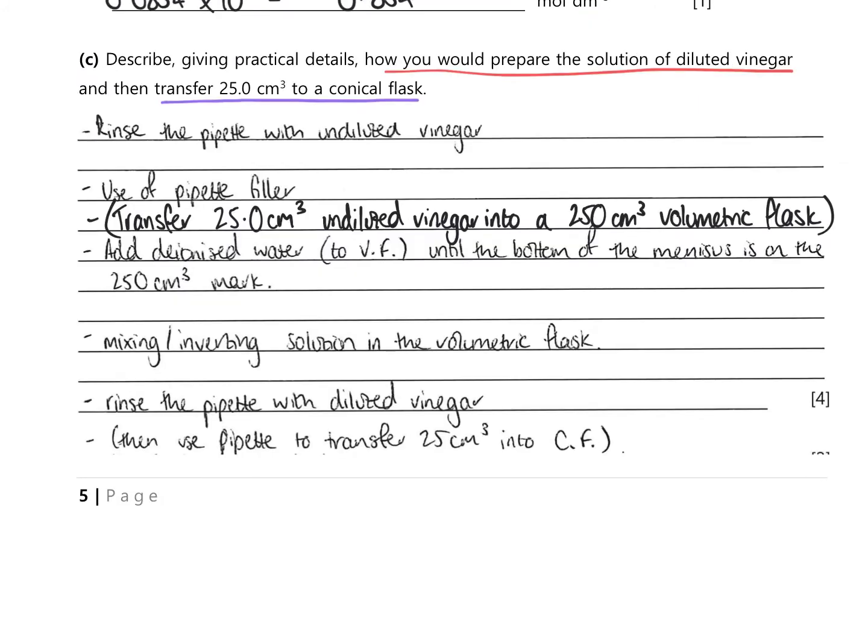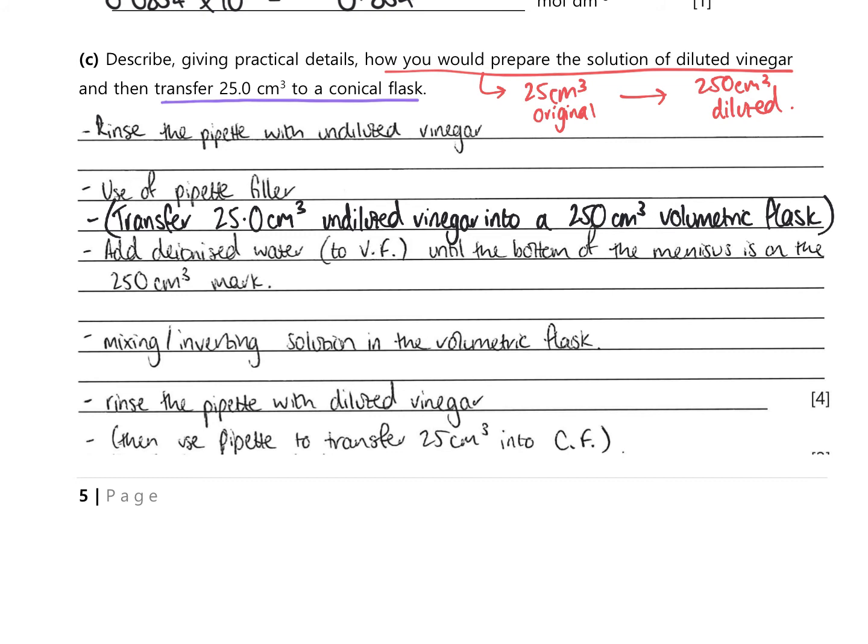So here's the mark scheme answer, so you can have a look through this and see any of the points that you were missing and fill those in. So first of all, we need to think specific to this reaction, how are we preparing the solution of diluted vinegar? Remember, we were told in the question that we were taking 25 centimetres cubed of our original or undiluted vinegar and making that up to 250 centimetres cubed of your diluted. So how do we do that?